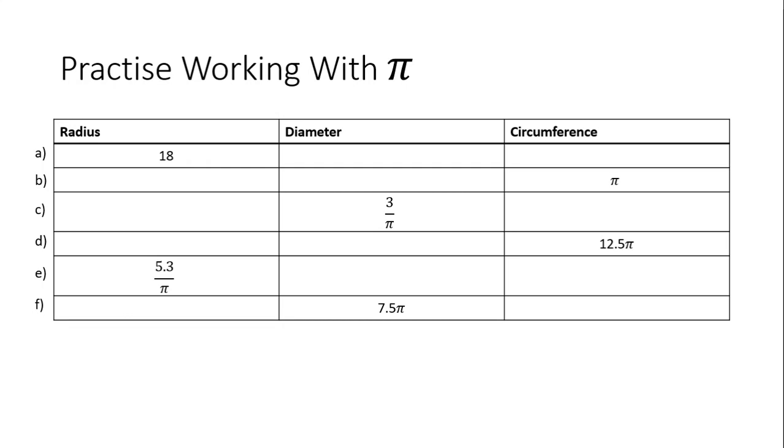Right, I hope you've hit pause because here come your answers. If the radius is 18, the diameter is twice that, so that's 36. And the circumference is just pi times diameter, so 36 pi. Next line's a little bit more difficult.